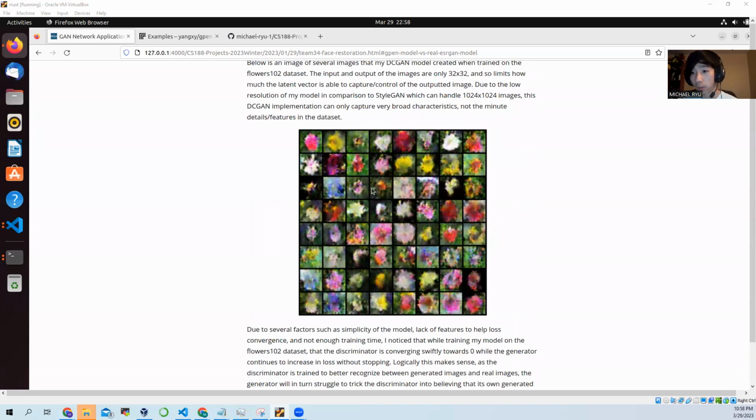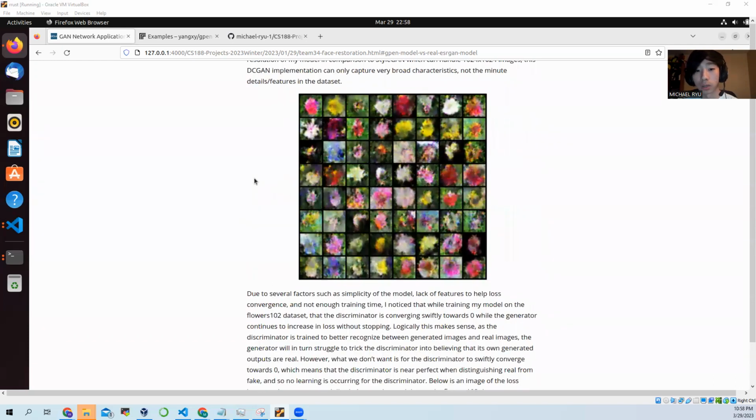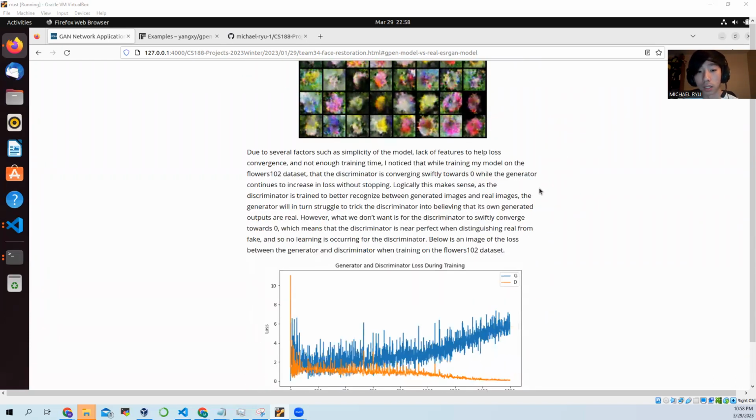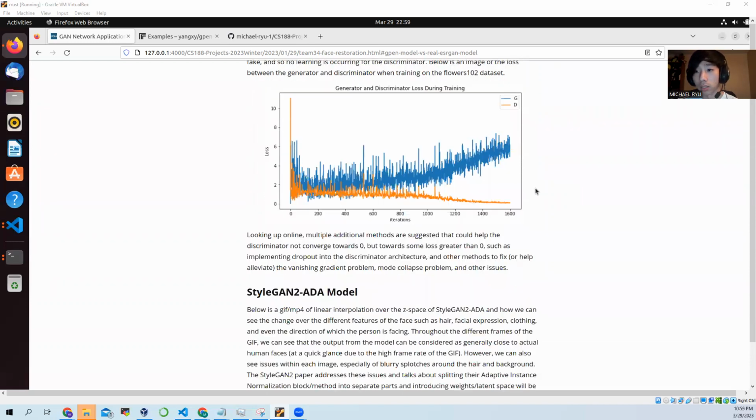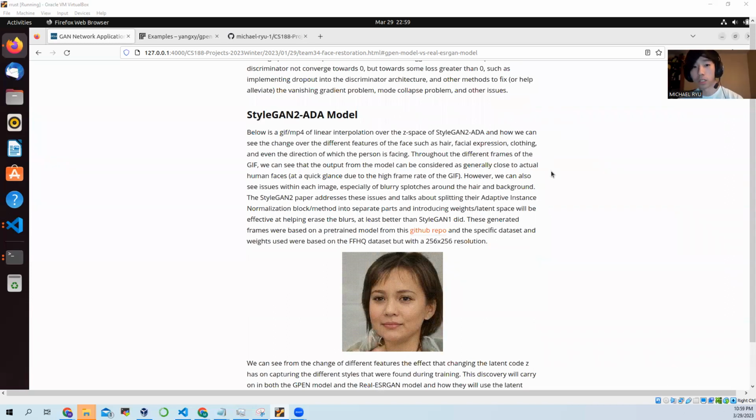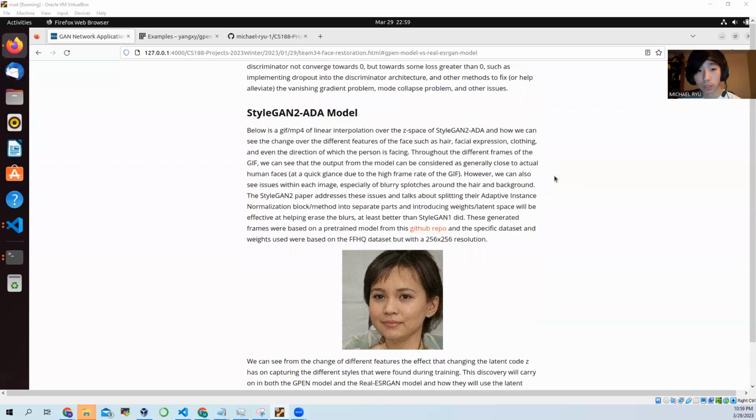So the DC GAN model, I trained on the Flowers 102 dataset, and then I generated an output of some fake flowers. And then I also analyzed the discriminator against generator loss, which, as we can see here, the discriminator quickly converged to 0, while the generator continuously increased in loss, which is an issue. And I started to talk about why this might have happened, as well as how to solve this issue.